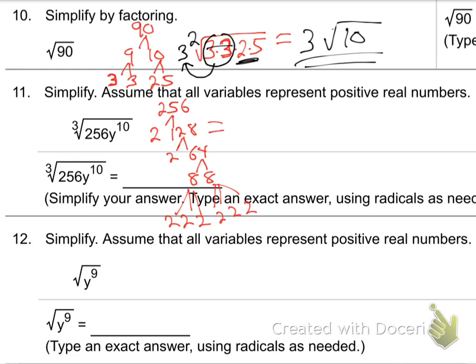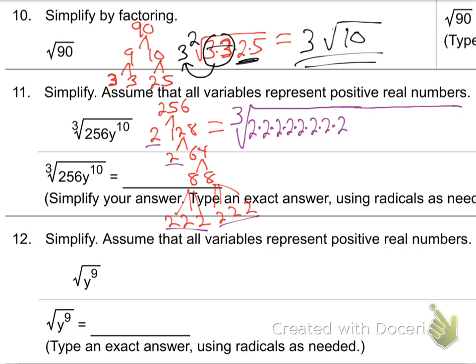So we end up with, what do we have here? The cube root of, we've got 1, 2, 3, 4, 5, 6, 7, 8 2s. And then y to the 10th, that's 1, 2, 3, 4, 5, 6, 7, 8, 9, 10 y's. So there it is. I've broken completely down that cube root of 256y to the 10th.